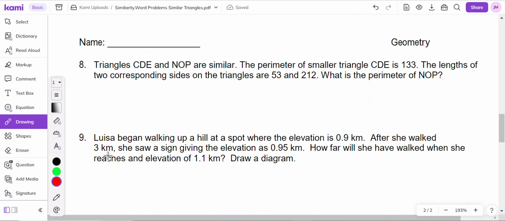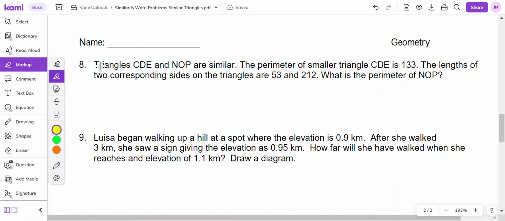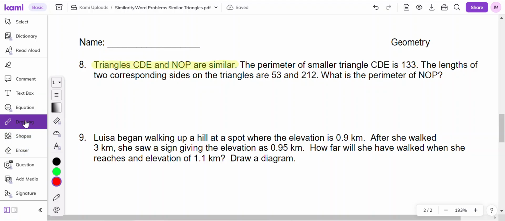Number 8, somebody said they had a question on number 8, so let's hit number 8. We have two triangles that are similar. The perimeter of the smaller triangle is this. Whoa. I think I'll feel more comfortable if I just start with the two triangles by sketching these. It's so much information. How am I going to remember everything? So I have two triangles.